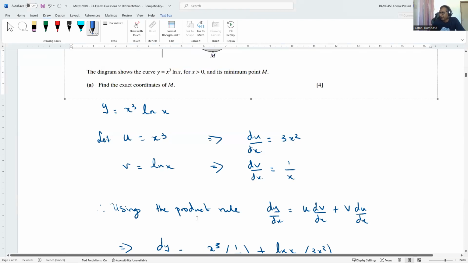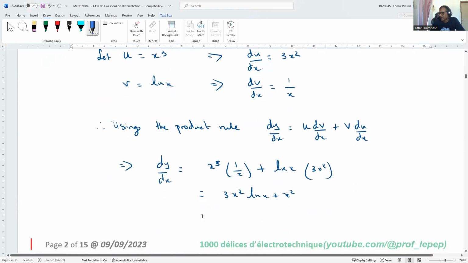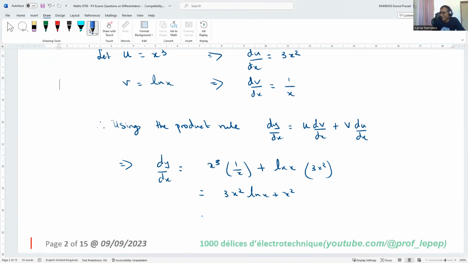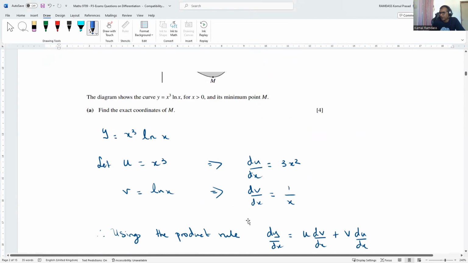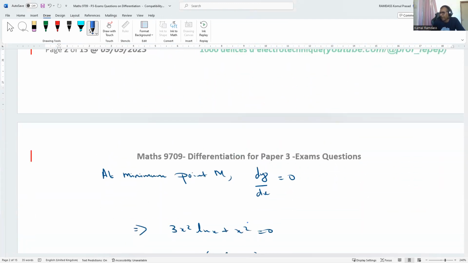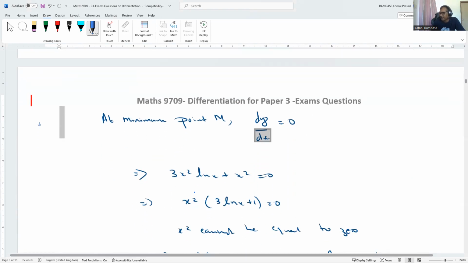And using the product rule, dy by dx is equal to u dv by dx plus v du by dx. So dy by dx is equal to x cubed times 1 over x plus ln x times 3x squared. We get 3x squared ln x plus x squared. Okay? Now, find the exact coordinates of M. At minimum point M, dy by dx is equal to 0, as explained earlier. That means 3x squared ln x plus x squared is equal to 0.